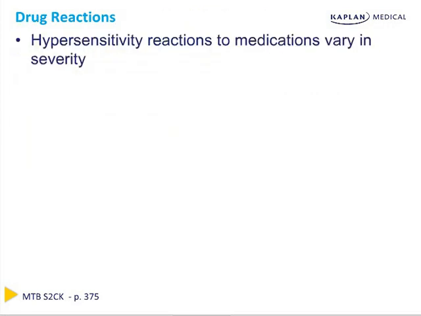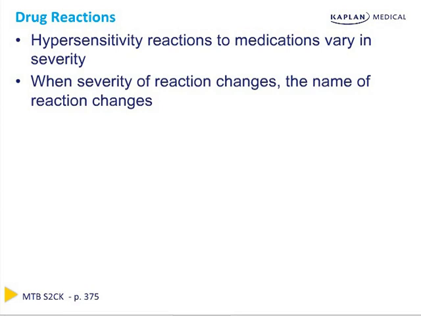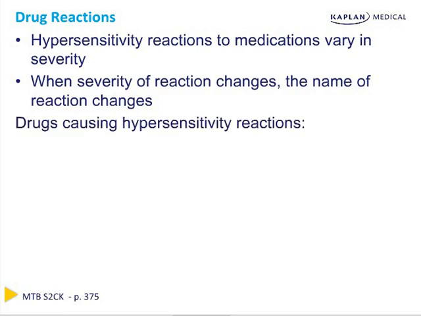Drug reactions are hypersensitivity reactions to medications that vary in severity. Your major issue is to know the difference in severity between the different reactions. When the severity of reaction changes, the name of the reaction changes. It's the severity of the reaction that makes the name. They're all hypersensitivity reactions. Now, the drugs are also the same. The drugs that cause a morbilliform rash or Stevens-Johnson or toxic epidermal necrolysis or erythema multiforme, it's all the same drugs.